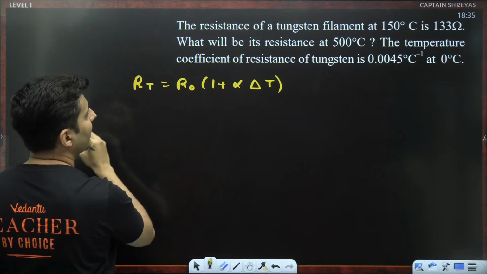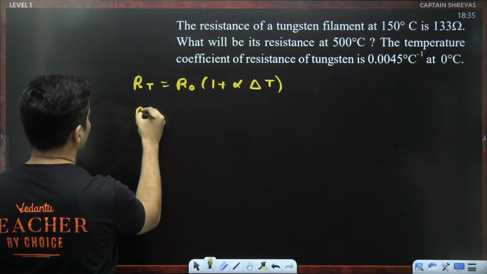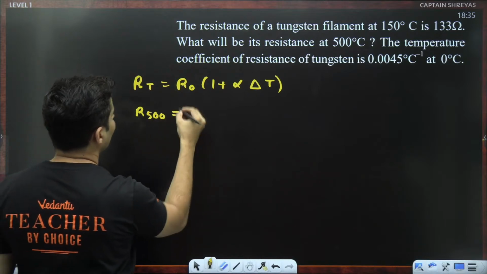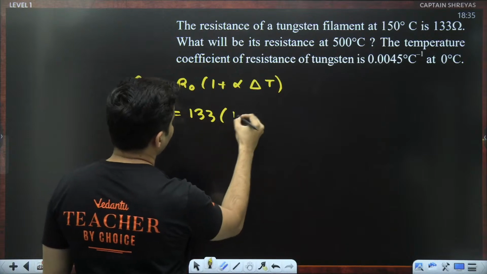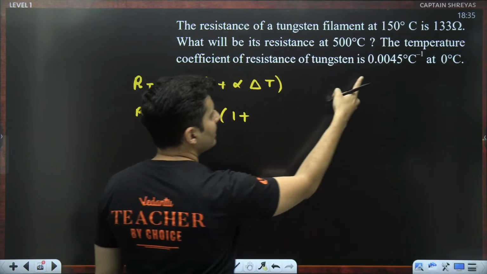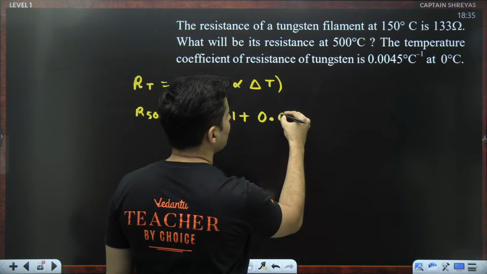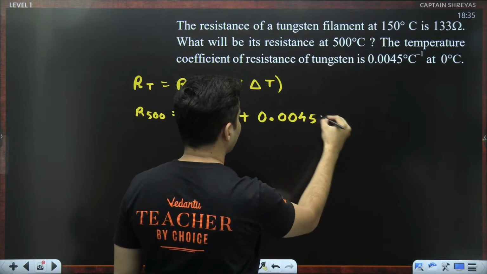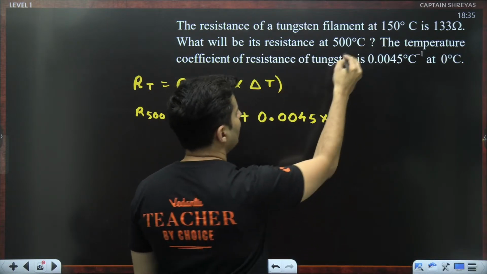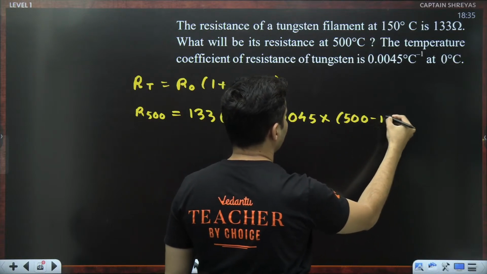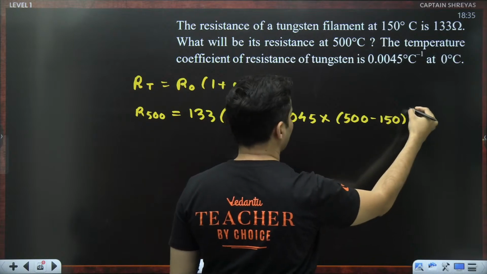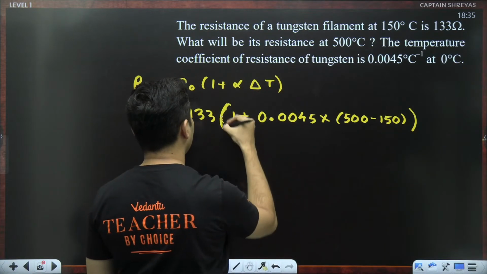Resistance at 500 is what is asked. So R500 is equal to the original resistance, 133, times (1 plus alpha), which is 0.0045 multiplied by the temperature difference, 500 minus 150. That is what you need to calculate.